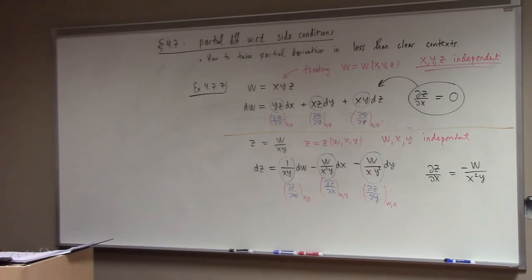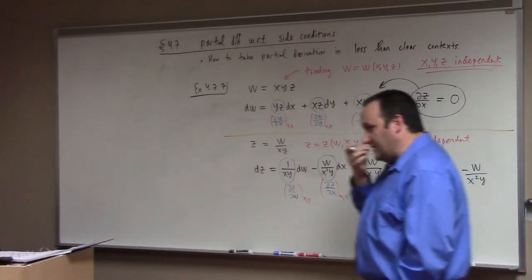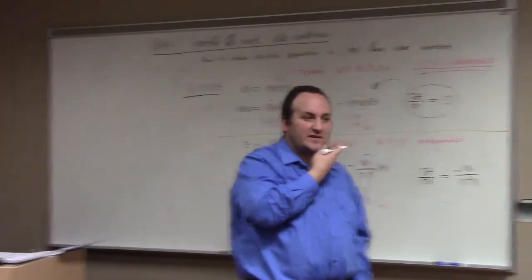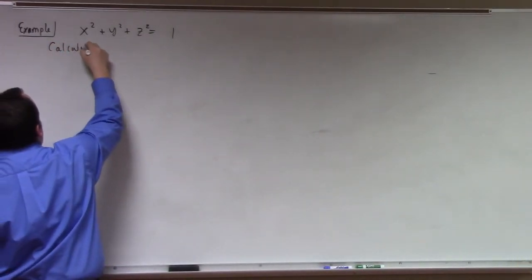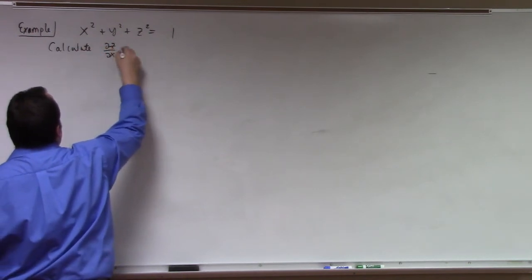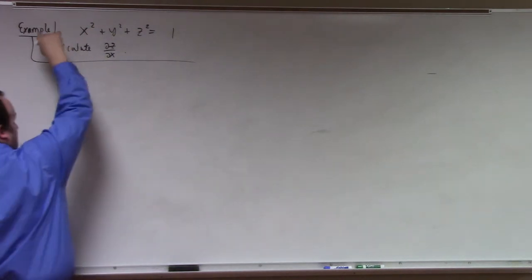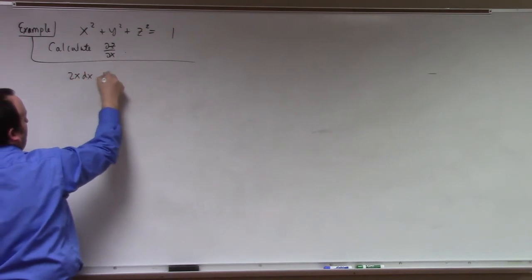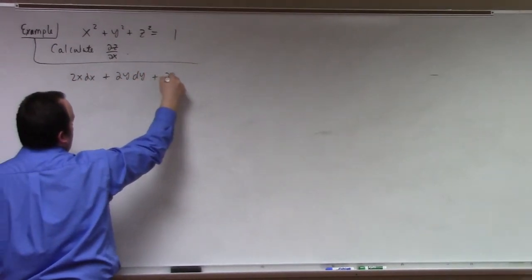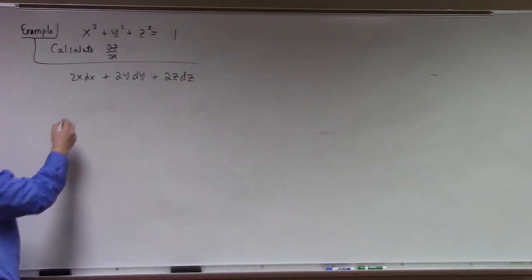How about this? What if we have x squared plus y squared plus z squared equals 1? And I want to find the partial derivative of z with respect to x. How should I do it? Here's how I do it. Very simple. I take the total differential of the equation. It gives me 2x dx plus 2y dy plus 2z dz. Then you know what I do? Simple as this. Solve for dz.